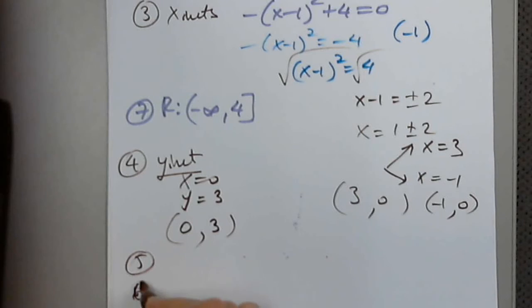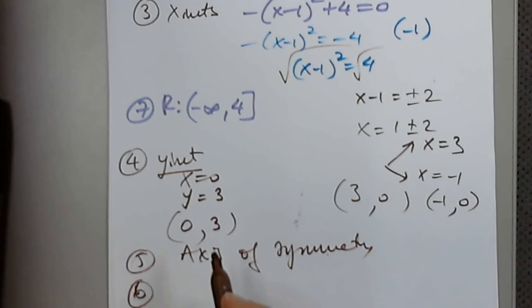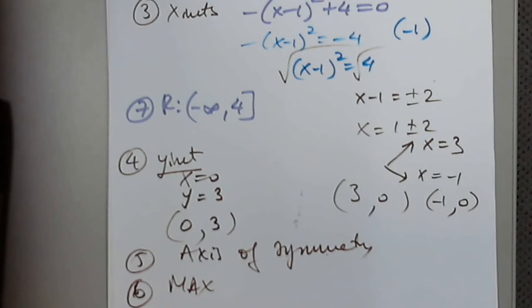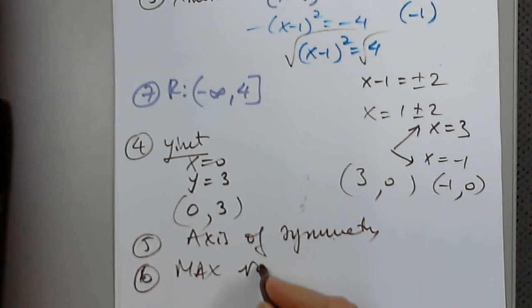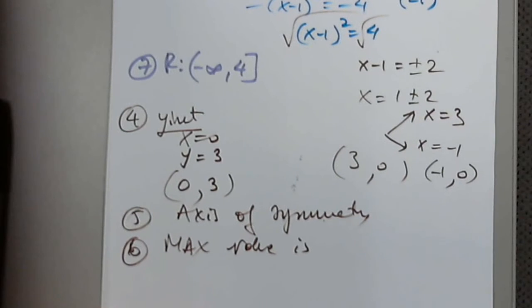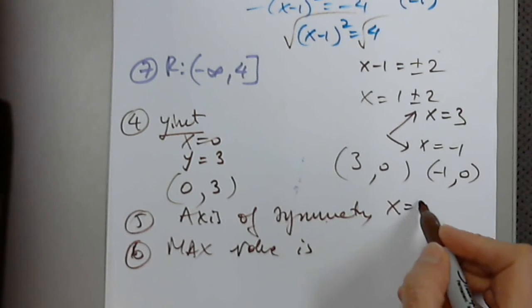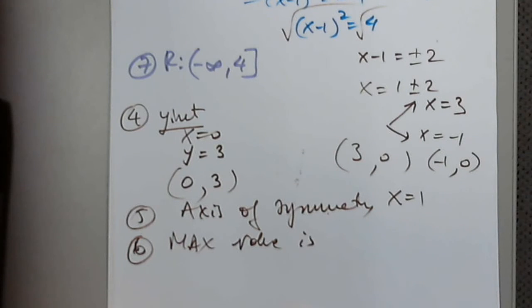5 and 6 are just words. Axis of symmetry, and then the maximum, because we know it has a maximum. The vertex is (1, 4). So the axis of symmetry is x equals 1, very good, awesome. And the maximum value is 4. That's it. Ready to graph this function?